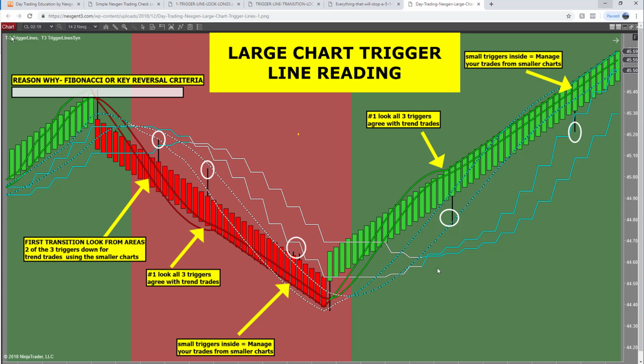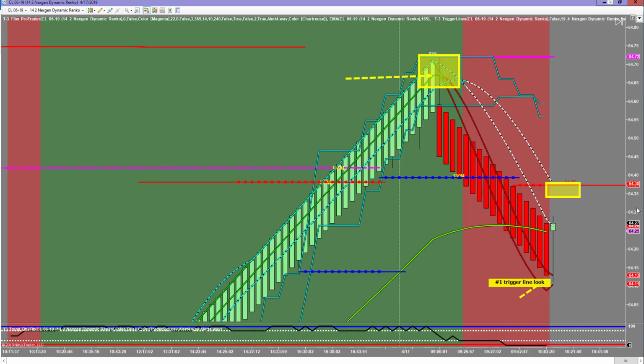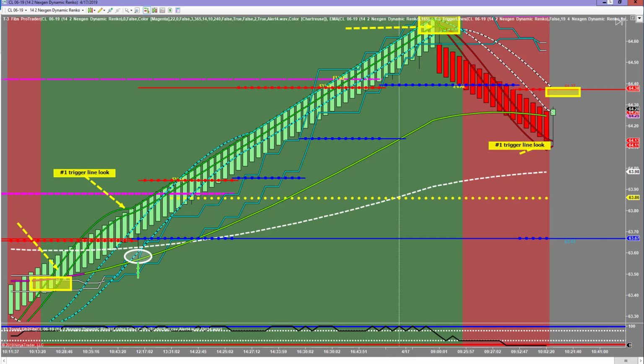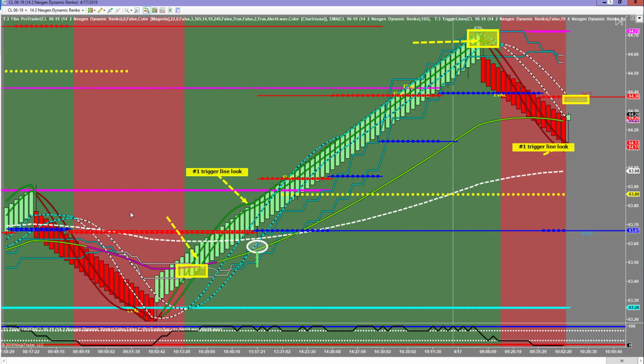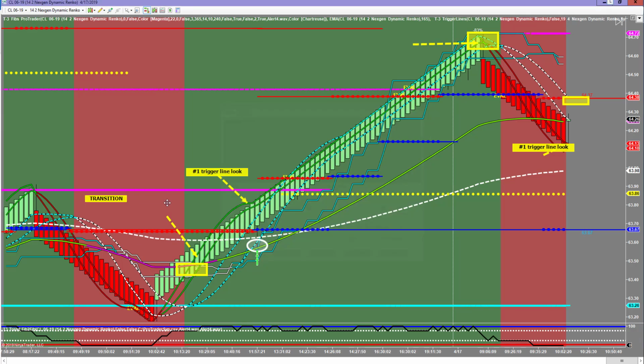So again, when you look at this, this is where we had three different versions of our triggers over the last 12 hours. Over here, we had a transition. And transition is nothing more than the small triggers going up strong above the large triggers. You see it? Sometimes you get a trade, sometimes you don't. We're just talking about trigger line looks. And then you get a number one trigger line look where all three are going up and you for sure get a trade. And then you get the weakening look.